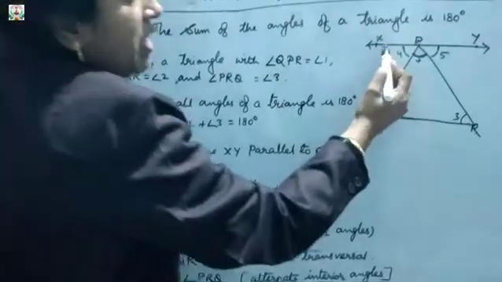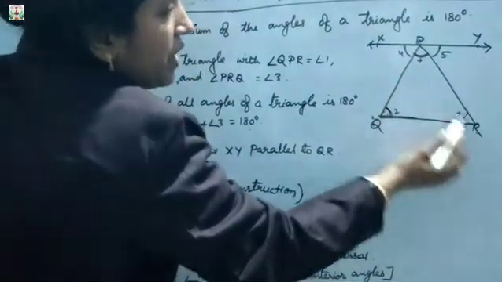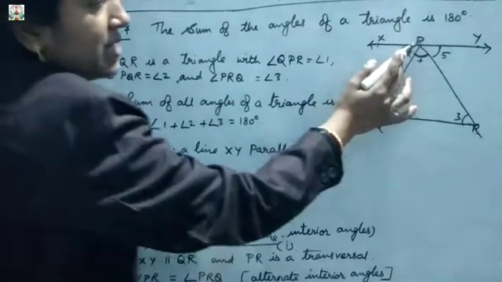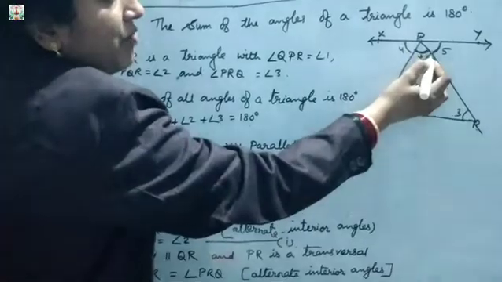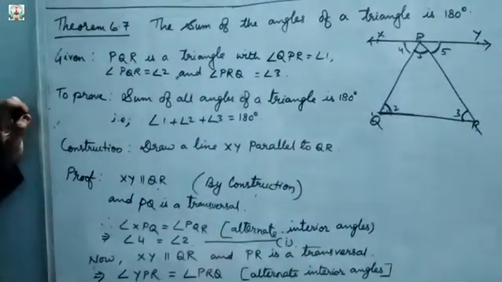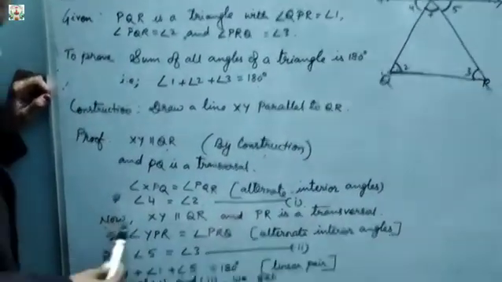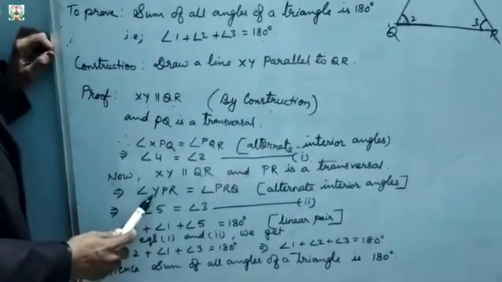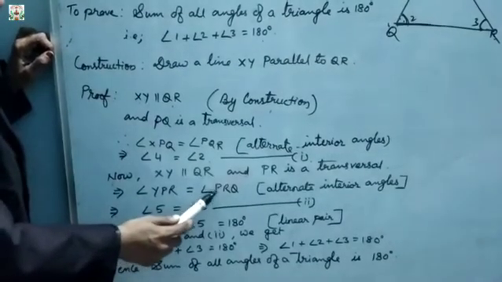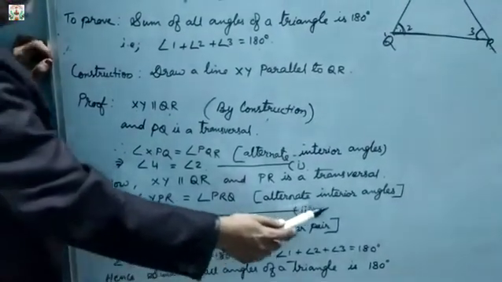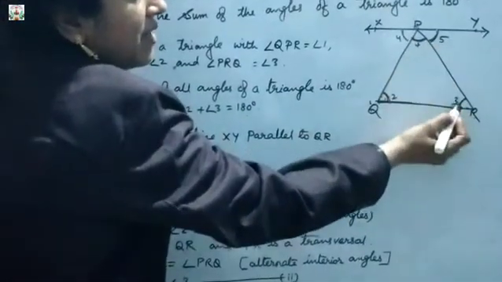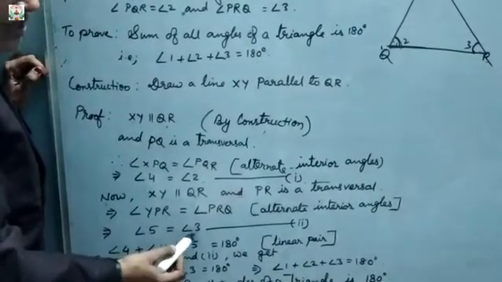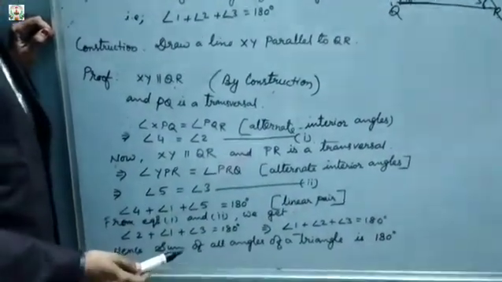Same way, if XY is parallel to QR and PR is the transversal, then angle 5 will be equal to angle 3. Is it not? XY is parallel to QR and PR is a transversal, then angle YPR is equal to angle PRQ, which forms what? Alternate interior angles. This angle and this angle are alternate interior angles. That is why angle 5 equals angle 3. Mark it as equation 2.